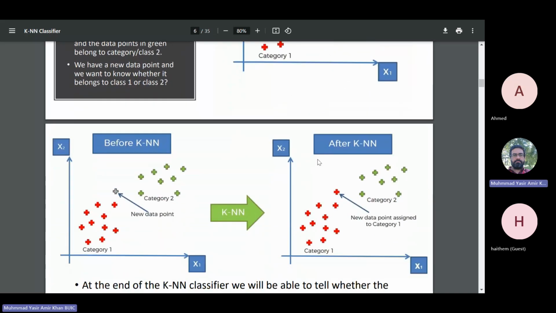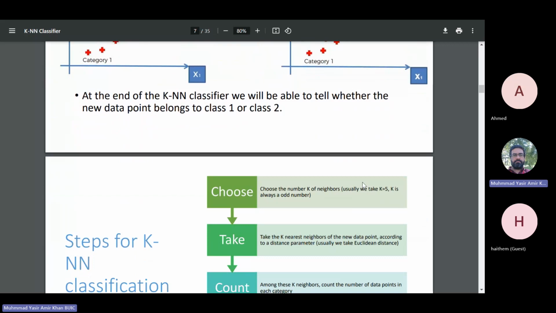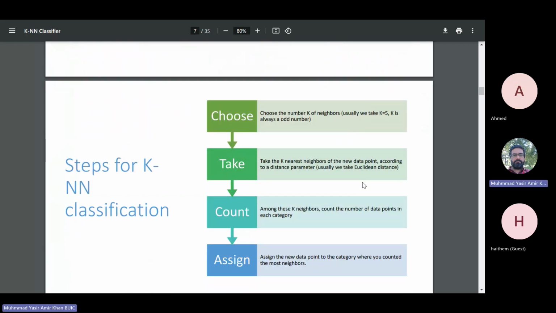So what happens is that when we perform the KNN classifier, it will assign this new data point to one of the two categories, either red or green. At the end of KNN classification, we will be able to tell whether the new data point belongs to class one or class two. This is the purpose of the KNN classifier. Now, how does it do that? That's an important question. We will be answering that question.